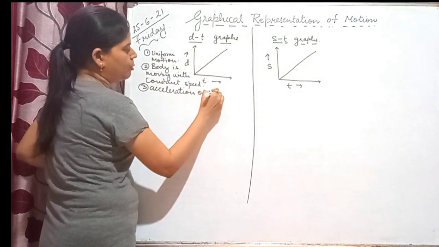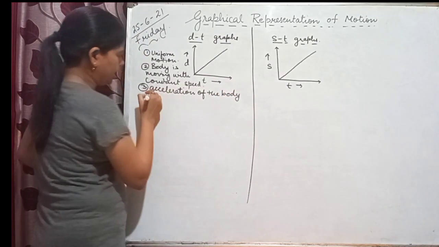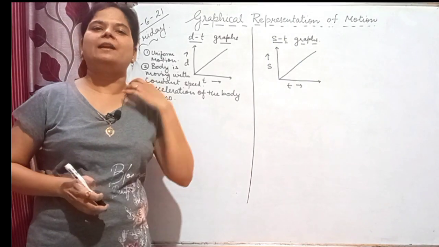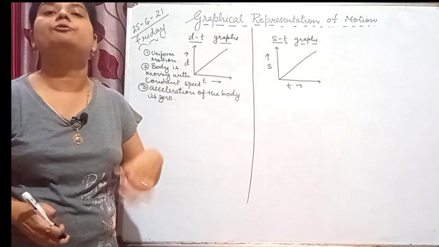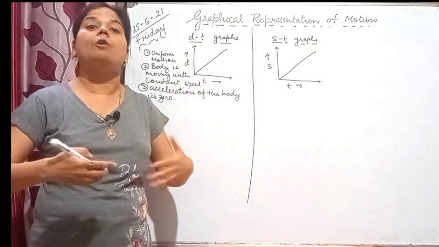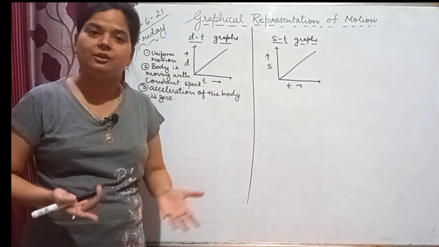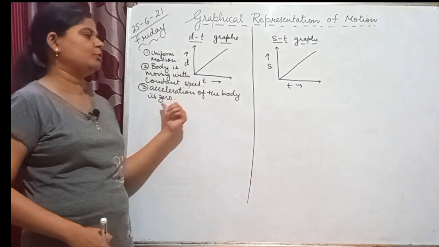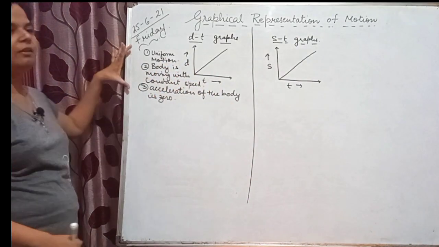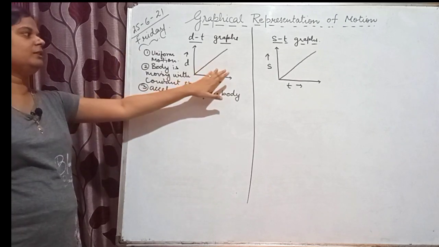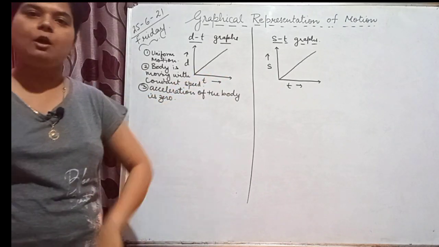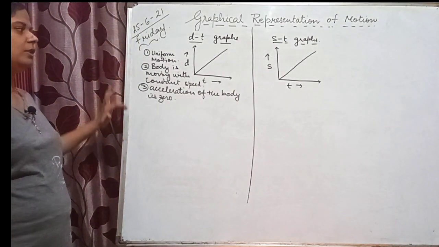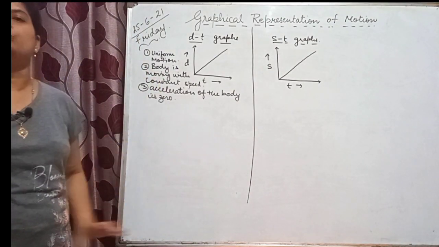Acceleration of the body is zero. Why is acceleration zero? Because we all know that acceleration is defined as the rate of change of velocity. When the velocity is not changing, then how will we have acceleration, right? So the acceleration of the body is zero. So this single graph is giving you these three pieces of information. If you have this kind of distance time graph for a particular motion, then you can interpret these three things about that motion.